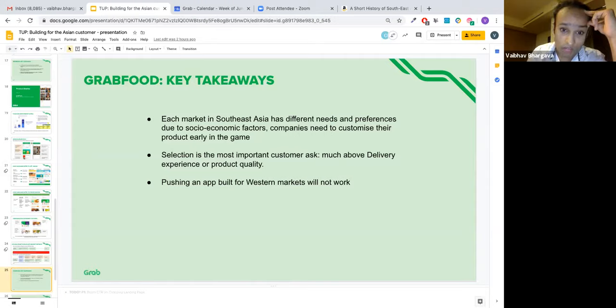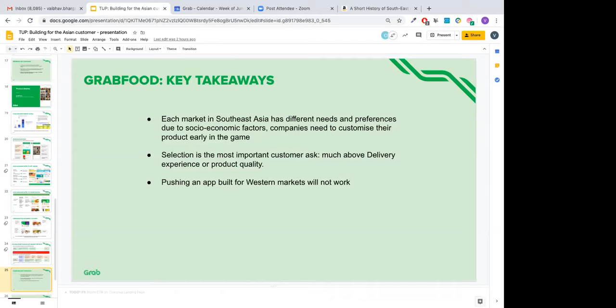Is there a tip? Wait, is there a launch?